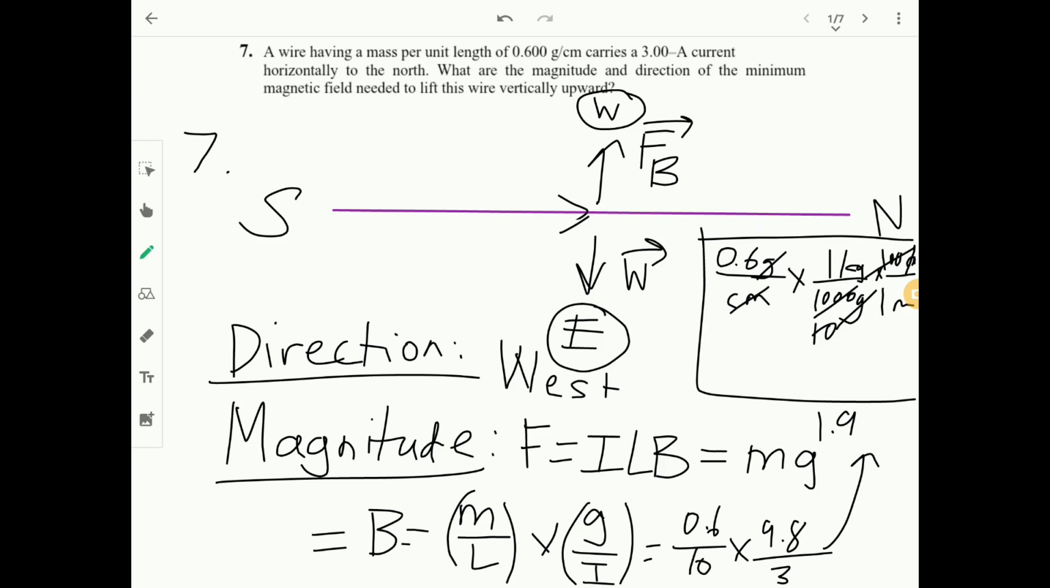Oh, sorry. Let's erase that. 0.196 Teslas. So the magnetic field should be 0.196 Teslas to the west to have a force that's equivalent in magnitude to the weight to lift our wire vertically upwards. Because this is Newton's first law, right? Balanced forces will have no effect, like the body will be at rest.